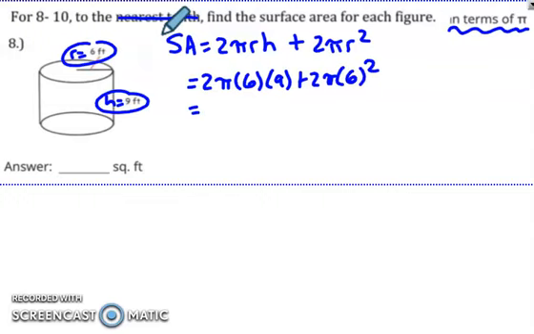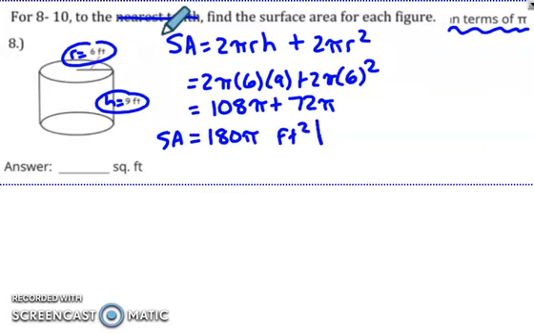2 times 6 times 9, that should be 108 pi, plus 36 times 2, so that's 72 pi. So we should be able to add those two together for a final answer of 180 pi square feet. Hopefully that's one of your options for that.